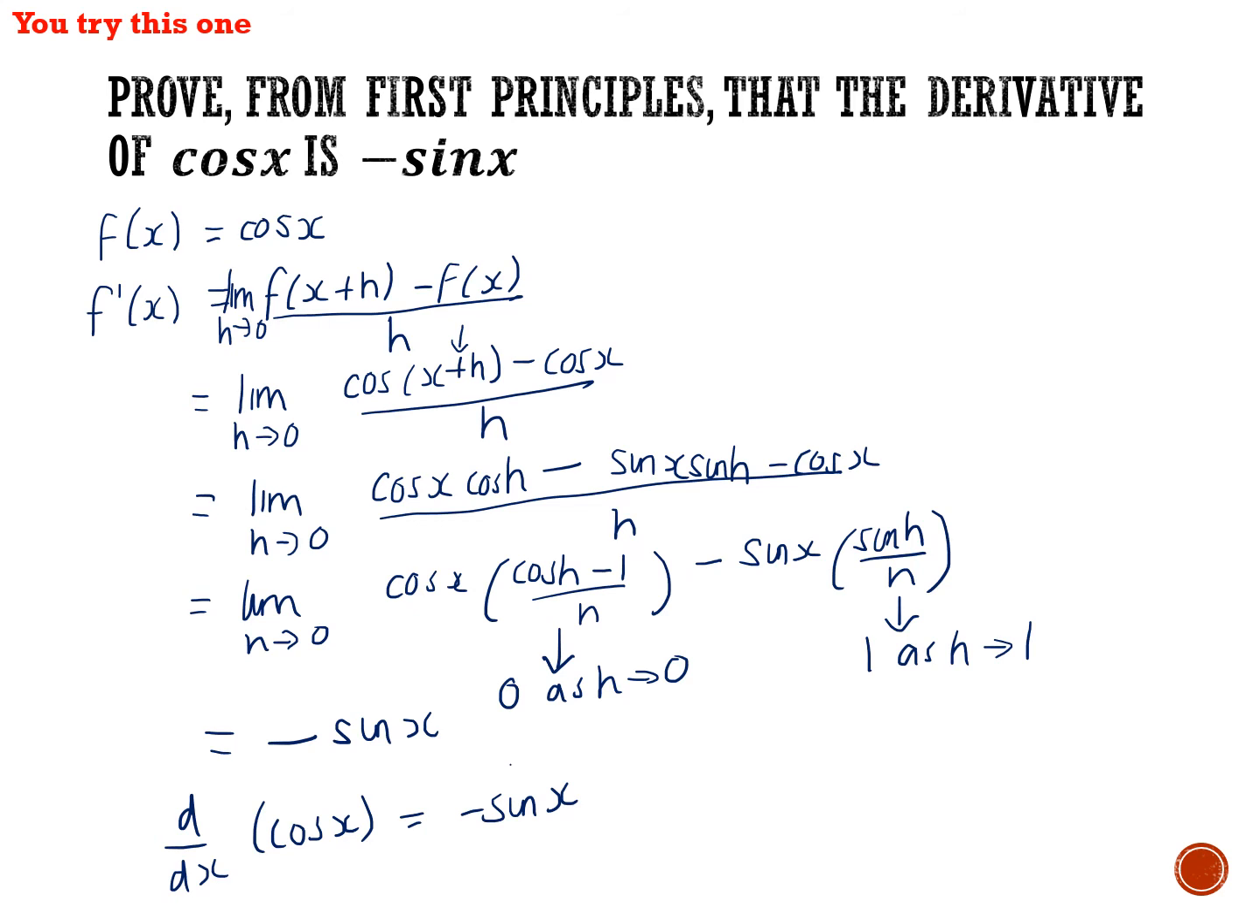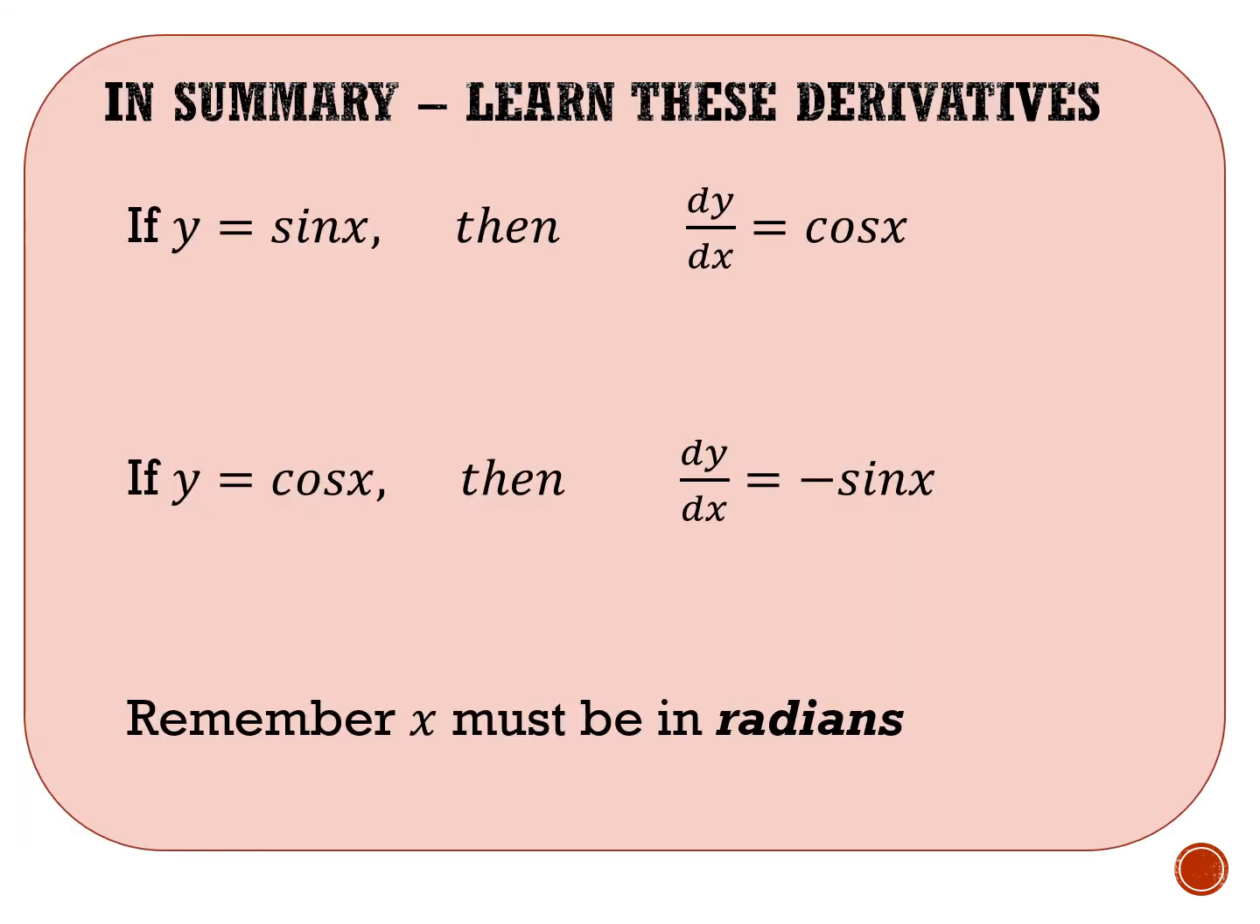So sin differentiates to cos, cos differentiates to minus sin. Okay, so hopefully you got there with that. You do need to be able to reproduce those because you may be asked to in the exam. Here's a summary. If y equals sin x, dy/dx is cos x. If y equals cos x, dy/dx is minus sin x. There are some more complicated derivatives given to you in the formula book, but these are not given to you, so you have to remember these, you have to learn them. And this is important. Remember why this is important? Because we're making use of those small angle approximations and we can't use those unless x is in radians.